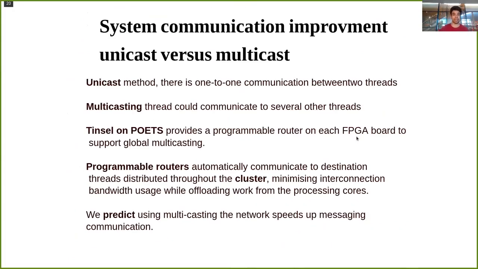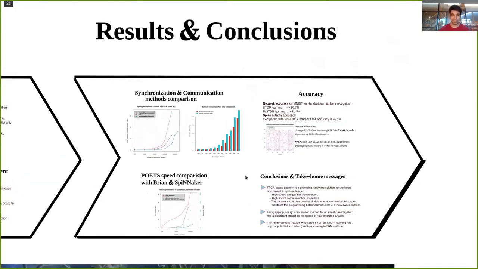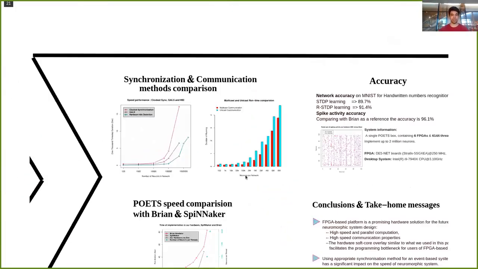In the system, we also have a look at communication, with unicast and multicast. Unicast means that each thread communicates with only one thread, and in multicast, one thread can communicate with several threads. We define the programmable routers, and we define cluster-based communication, and we predict that multicasting could be quite a bit faster than unicasting. And here we have the results to check our prediction.